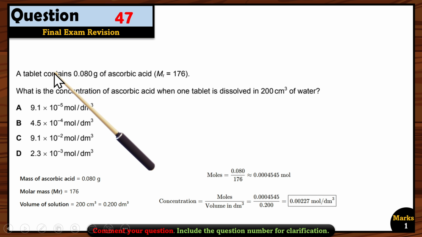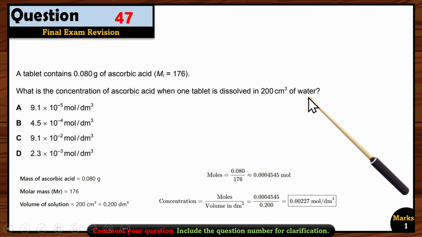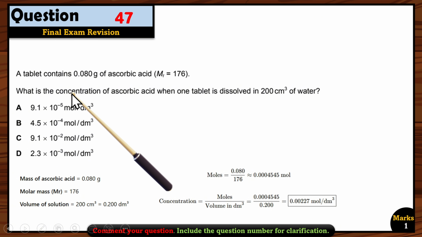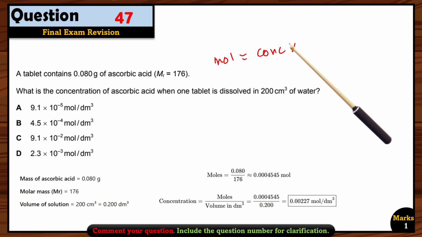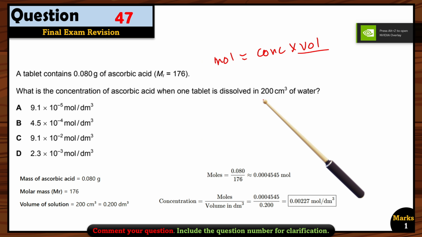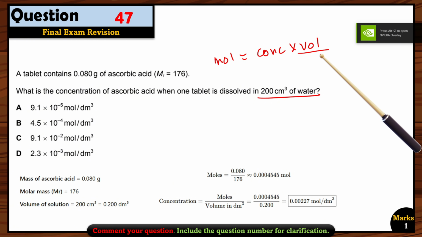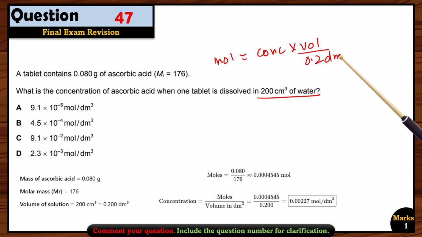A tablet contains 0.08 gram of ascorbic acid. What is the concentration of ascorbic acid when one tablet is dissolved in 200 centimeter cube of water? So now you have to find the concentration. And in which formula can you find the concentration? The formula is mole is equal to concentration into volume, right? You already know the volume here. That is already given in your question, 200 centimeter cube of water. So 200 centimeter cube means how much? 0.2 dm cube, right?